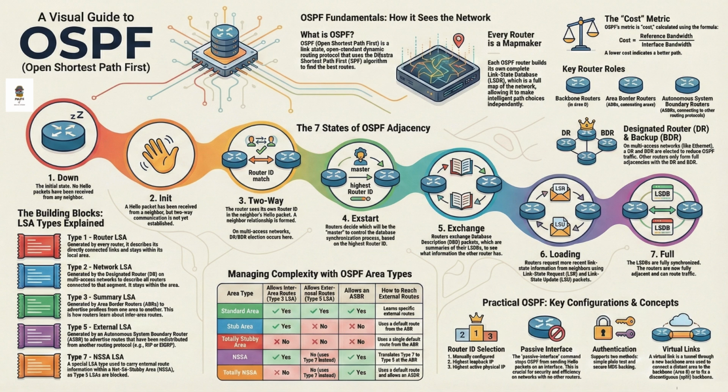Next, we have the neighborhood directory, Type 2 network LSA. Type 2 is generated exclusively by the designated router, the DR, on those multi-access segments we just discussed.